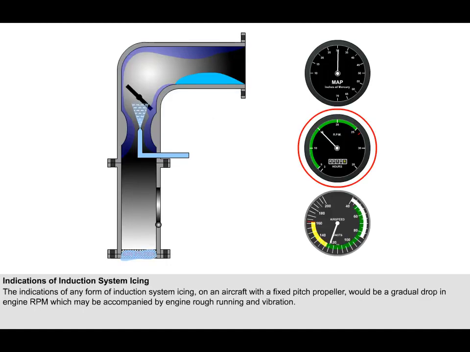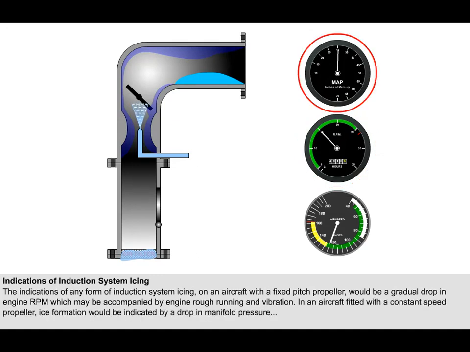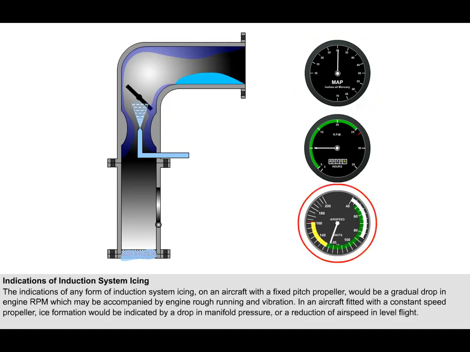The indications to the pilot of any form of induction system icing on an aircraft with a fixed pitch propeller would be a gradual drop in engine RPM, which may be accompanied by engine rough running and vibration. In an aircraft which is fitted with a constant speed propeller, ice formation would be indicated to the pilot by a drop in manifold pressure or a reduction of airspeed in level flight.